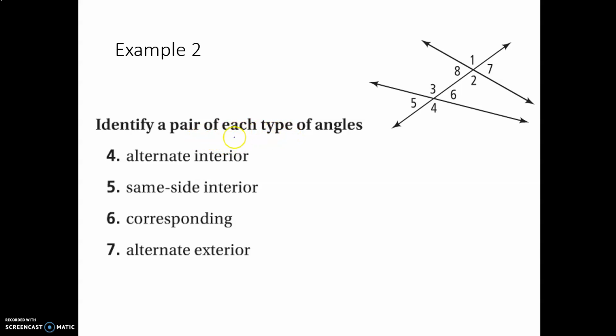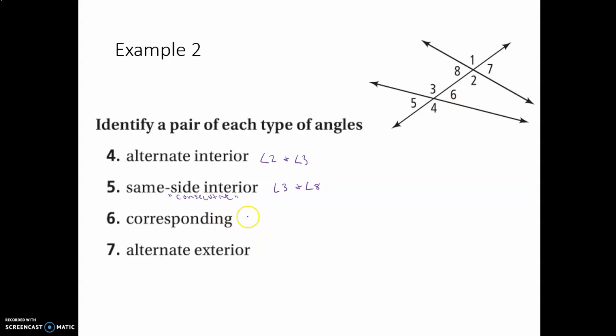So let's try naming. Identify the pair of each type of angle. So alternate interior. So here's my two lines. Interior is in between. Alternate means opposite sides. So angle 2 and angle 3. Or you could have also said 6 and 8. Same side interior. Again, another word for that is consecutive interior. So 3 and 8. Or you could have said 2 and 6.